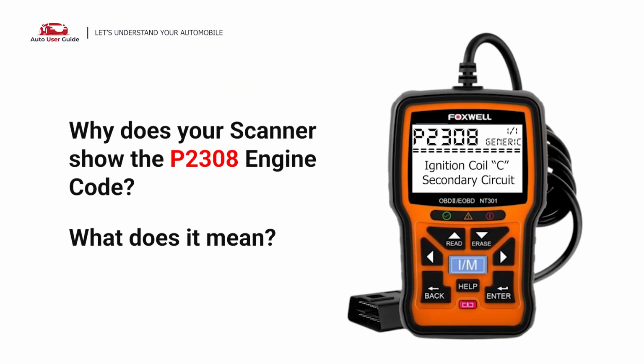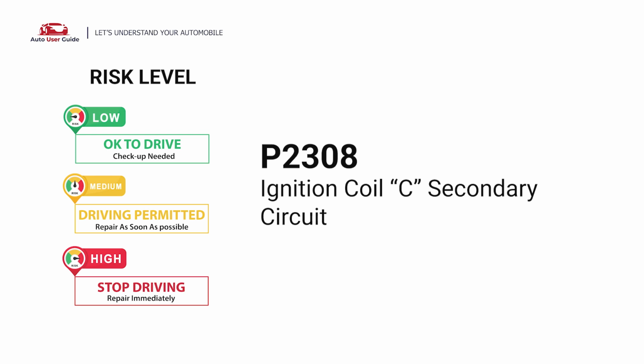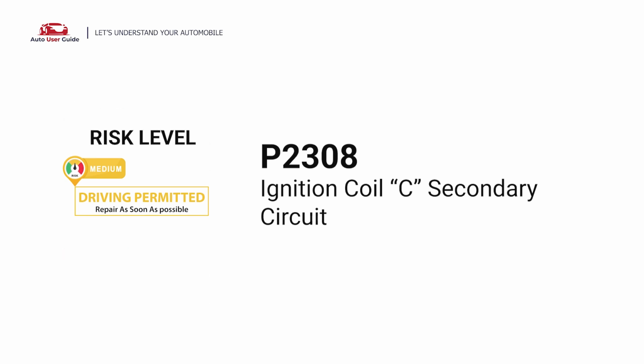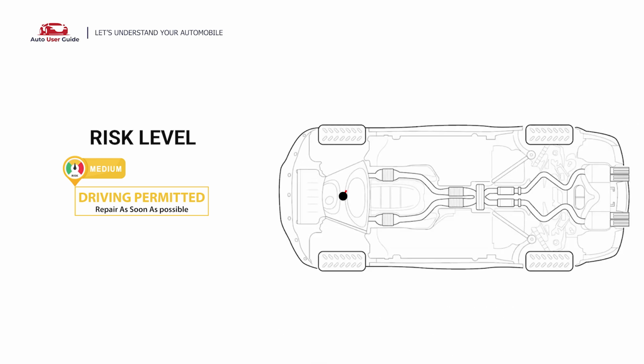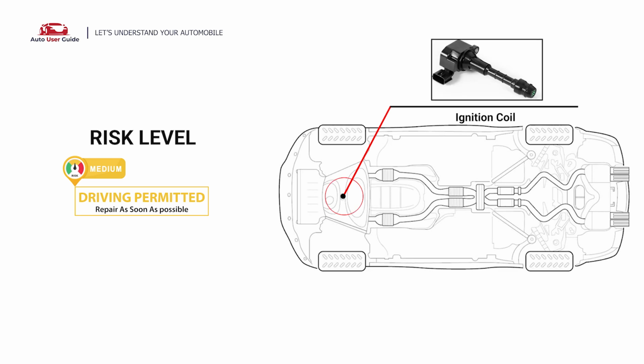Why does your scanner show the P2308 engine code? And what does it mean? P2308 is a diagnostic trouble code for ignition coil C secondary circuit. The P2308 diagnostic code indicates a problem in the ignition coil C secondary circuit.